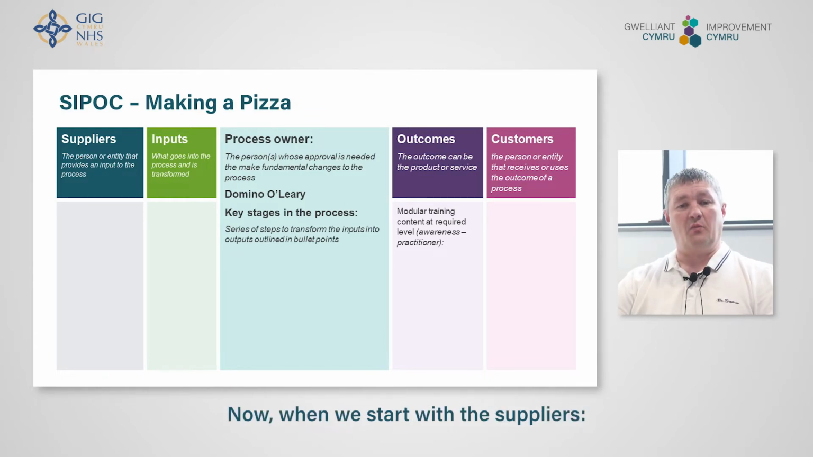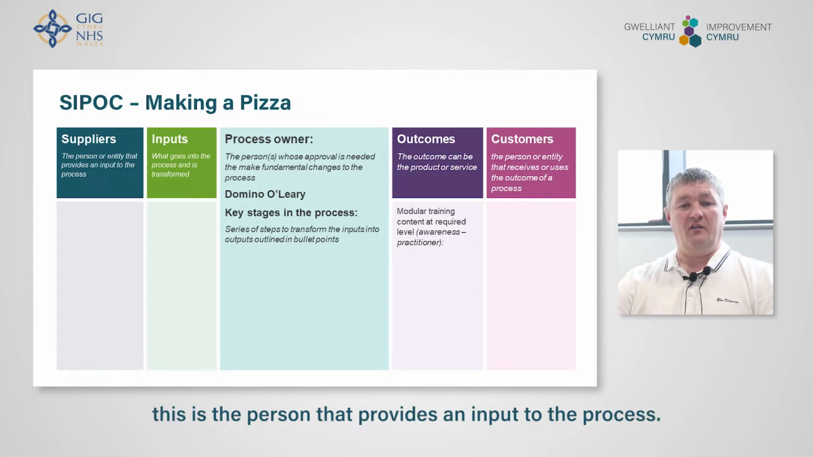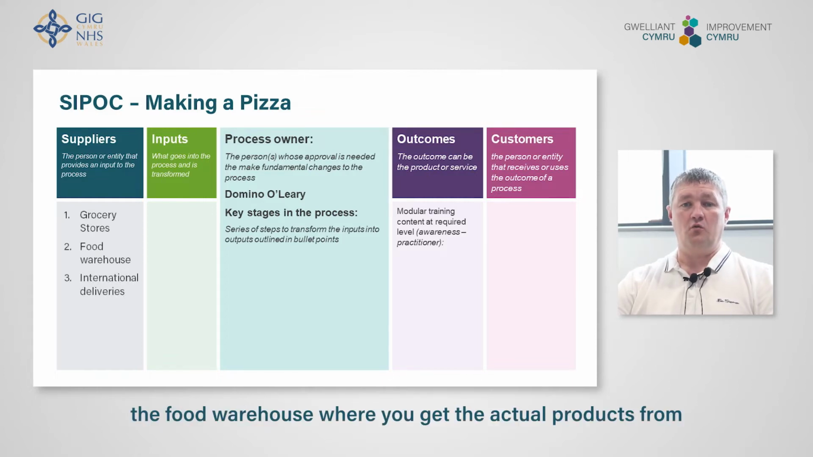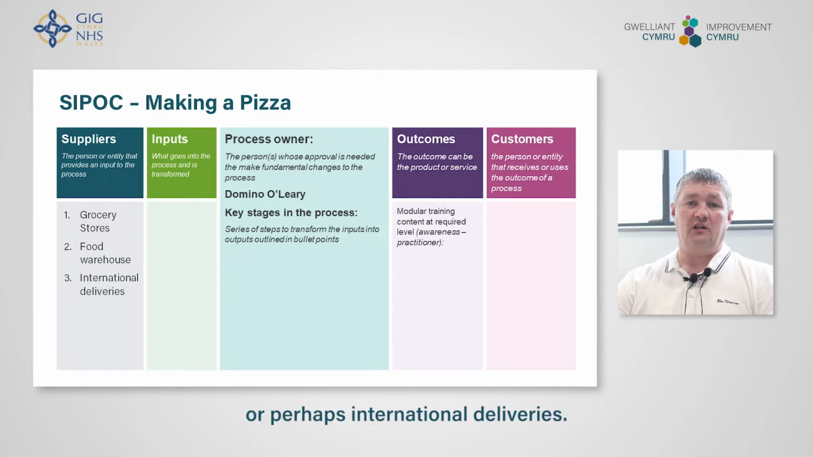Now when we start with our suppliers, this is the person that provides an input to the process. So this could be, as an example, the grocery stores nearby, the food warehouse where you get the actual products from, or perhaps international deliveries. If there's a Pacific delivery requirement, then that could come from an international source.